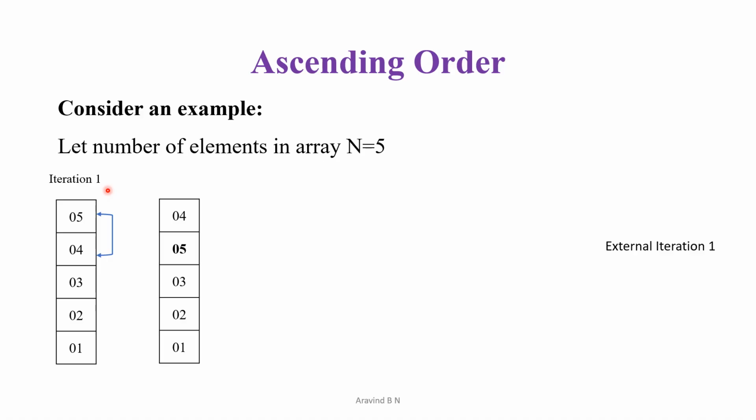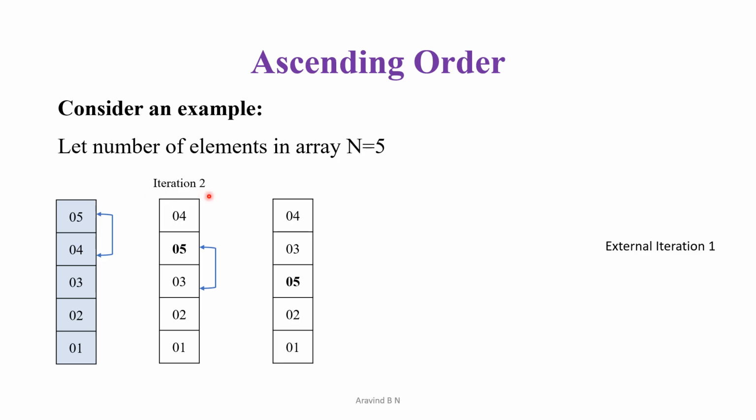In the first internal iteration, these are the values we have taken. The first two values are compared, 5 and 4. 5 is the higher value, 4 is the lower value. Therefore, there is an exchange between those two values. This is the first external iteration as well as the first internal iteration.